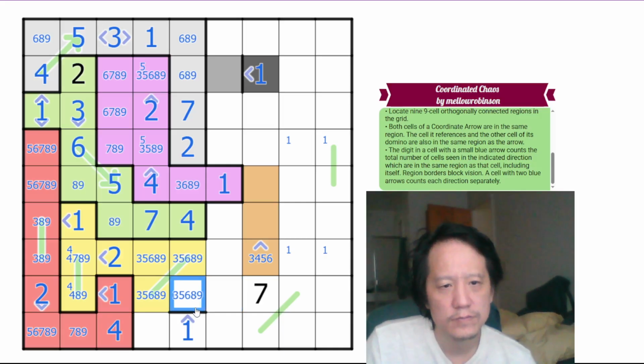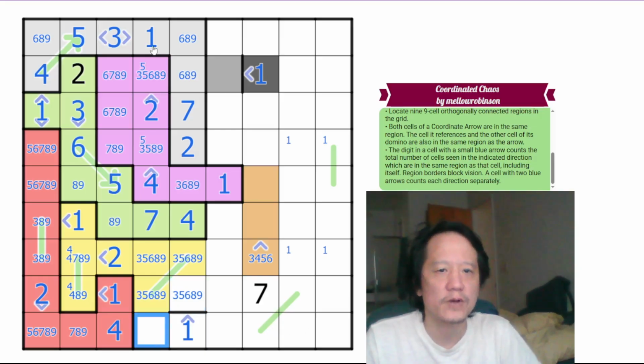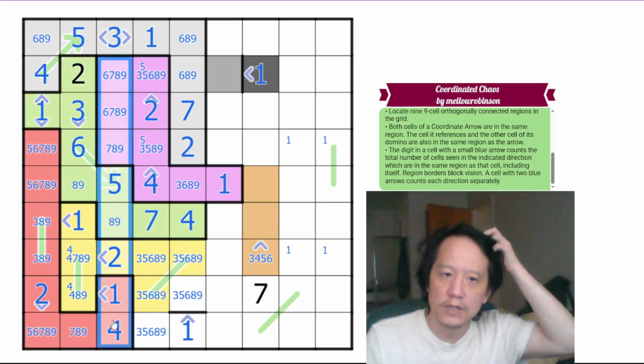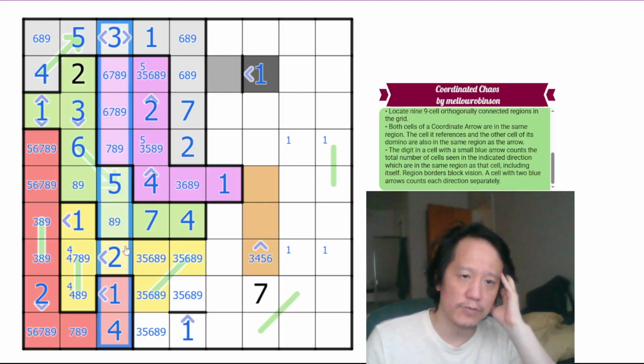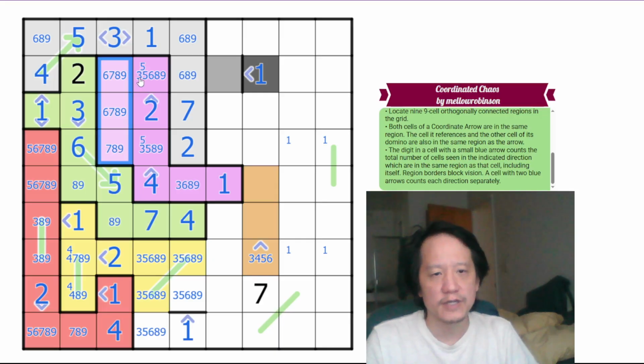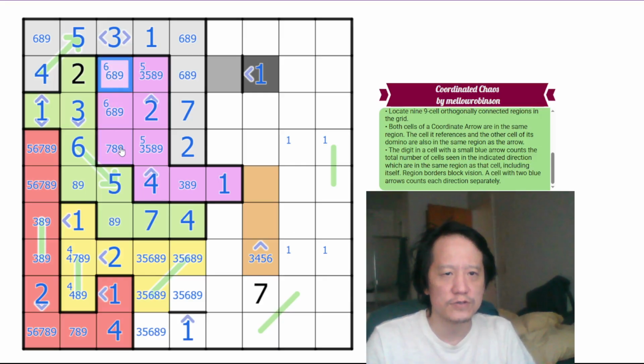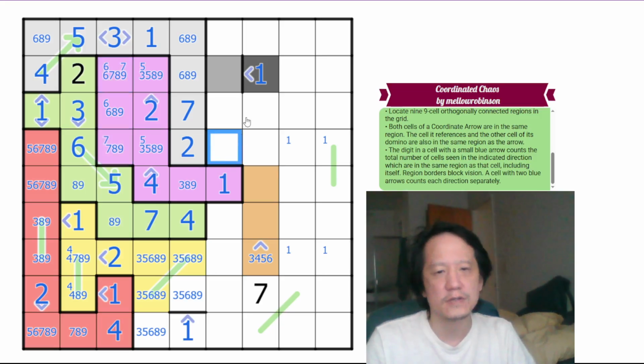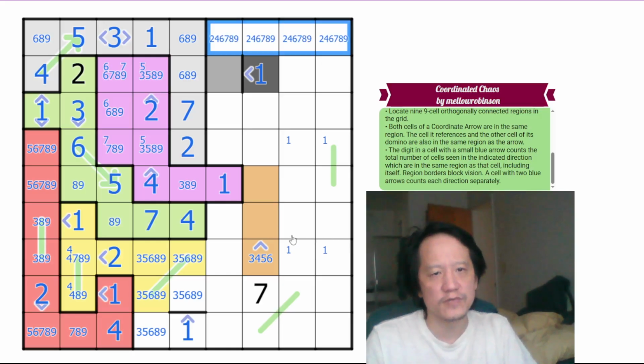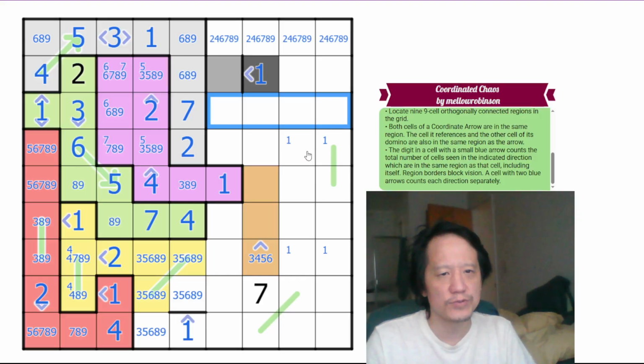Okay. Remaining digits in column 4 are 3, 5, 6, 8, 9. We also know in column 3, where are the 6 and 7? They must be in the pink region. That eliminates 6 and 7 in the rest of the pink region. So one of these 2 is a 6, one of these 3, this can't be 7. One of these 2 is a 7. What are the remaining digits in row 1? We have 2, 4, 6, 7, 8, 9. Remaining digits in row 3 are 4, 5, 7, 6, 8, 9.